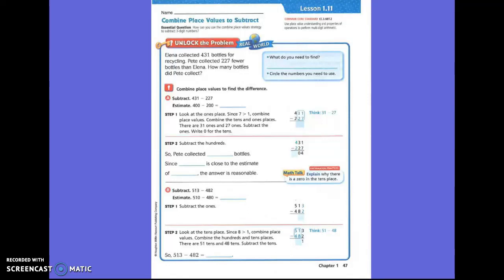Today, we are learning another way to subtract. This way to subtract is by combining place values. So, let's read the story. Elena is the girl's name.